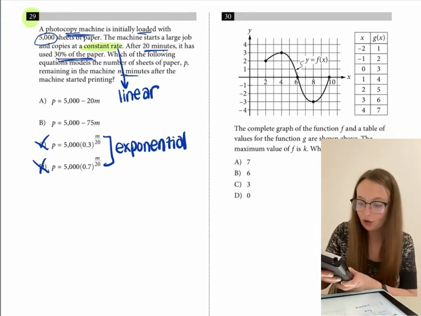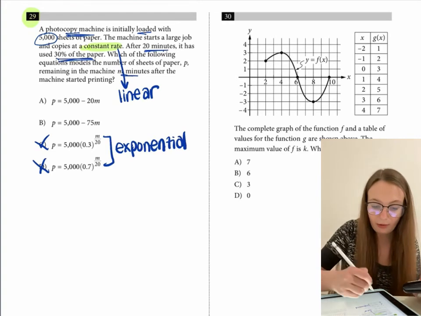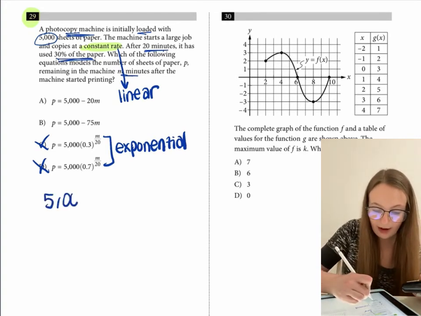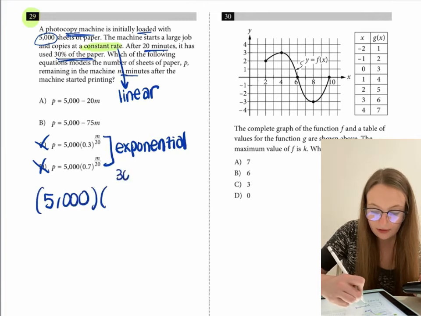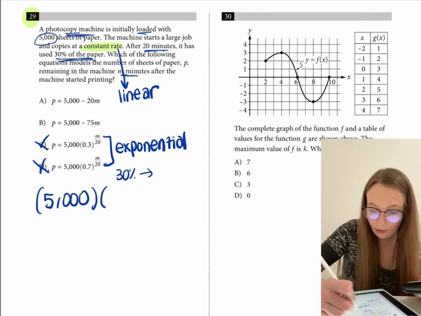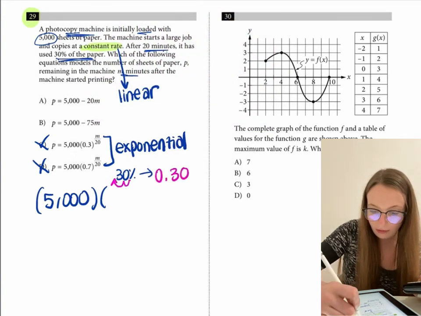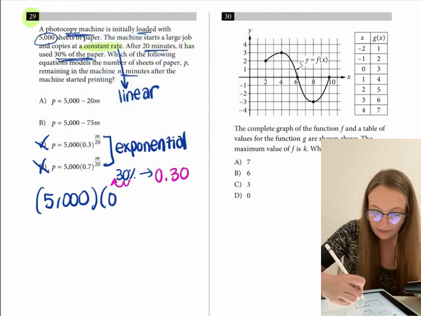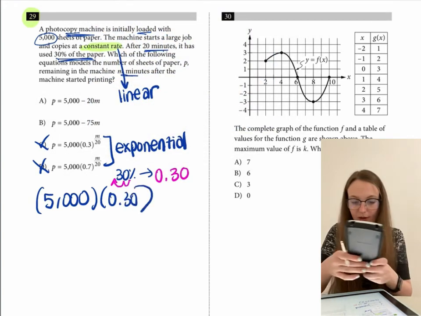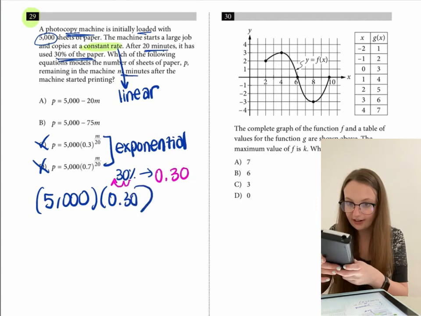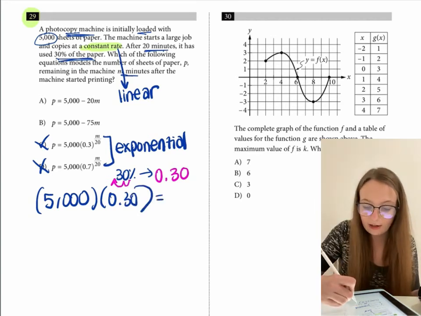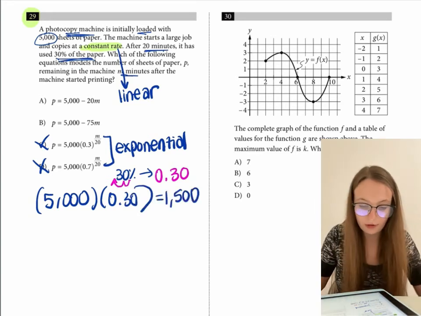So if it used 30% of the paper, that would mean that we're going to multiply the 5,000 sheets by 30%. So 30% written as a decimal, all that we got to do is move the decimal place over 2 to the left. So we're gonna multiply by 0.3. So let's go ahead and do that. That ends up giving us, we have a calculator here, thank goodness, 1,500. So it's used 1,500 pages.